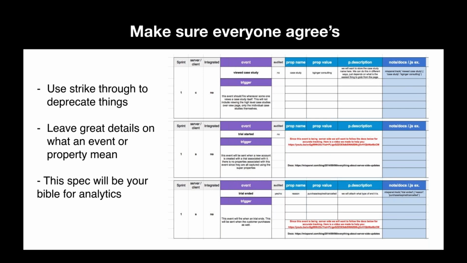Now, a couple things we've learned over time is how to really make this good. So one, there's a lot of things that you're not going to agree on. Do not remove it. Use a strike through so that we can see that this was attempted and somebody didn't like it, and use a strike through to basically get rid of it. Leave great details on what an event and property mean.